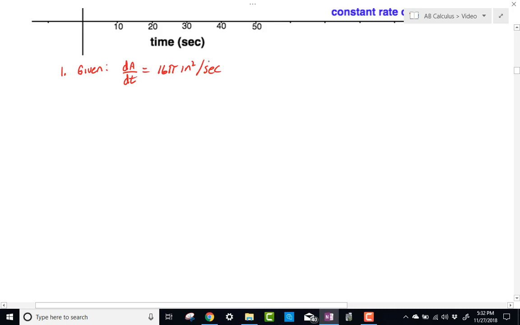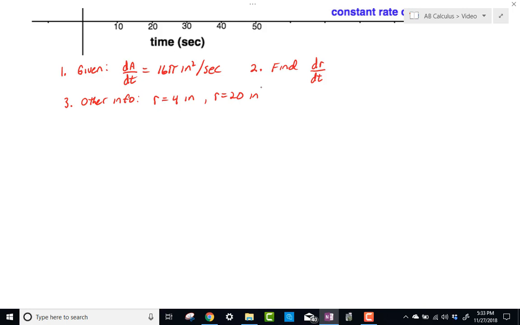Number two, what did we need to find? We needed to find dr dt, the rate at which the radius is expanding. Number three, what other info? Well, they want us to do this when the radius is equal to 4 inches, and they want us to do this when the radius is equal to 20 inches. And we will do both of those. And I think on the last page it talked about what other information you need.